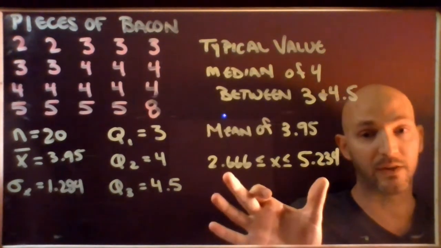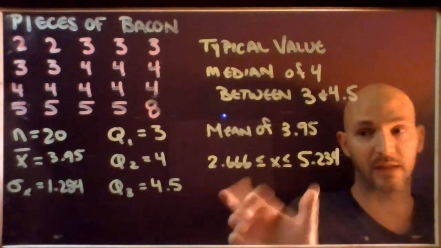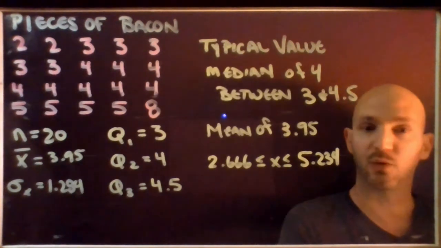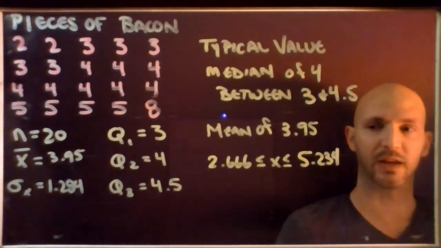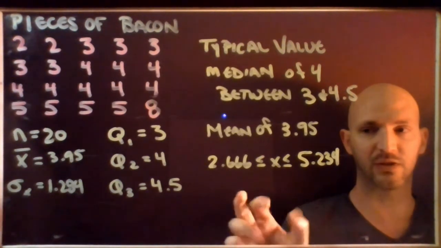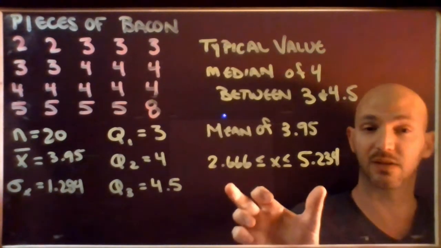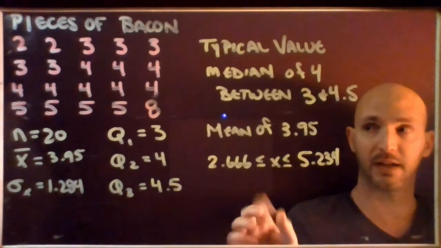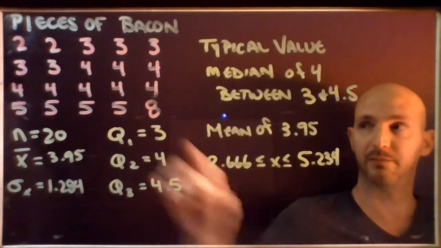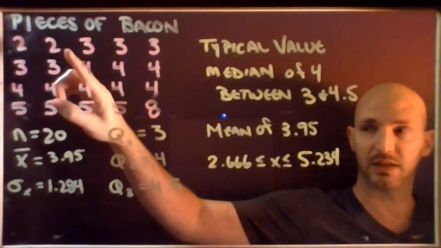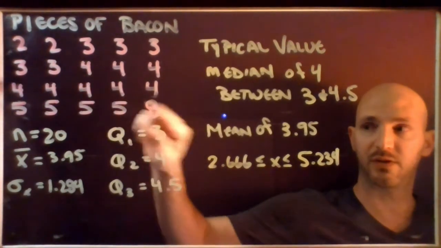So there's your window. This is the window where most of the data points fall. And when we get to talking about normal distributions, you'll learn that within one standard deviation, 2/3 of your data points should fall in here if the thing is normally distributed. And if we were to just count them up, 2.666 would be here, and 5.234 would be there.